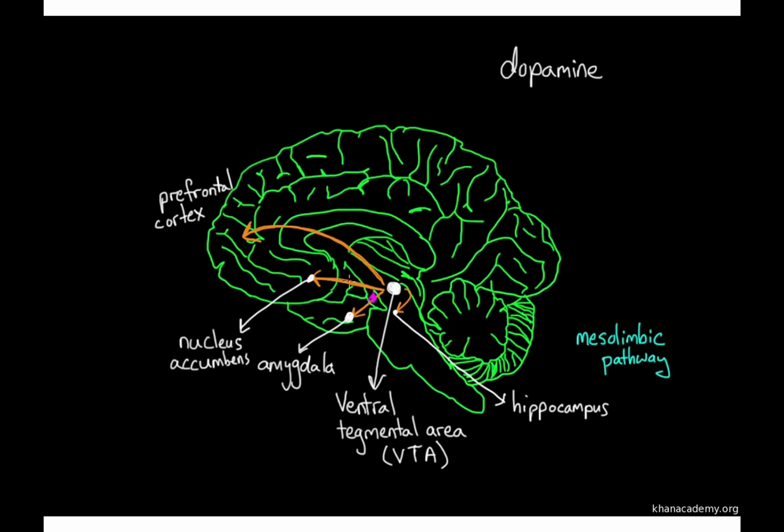So that VTA is where that dopamine is being produced and where it's being released. And that's all part of this reward pathway, this mesolimbic pathway.